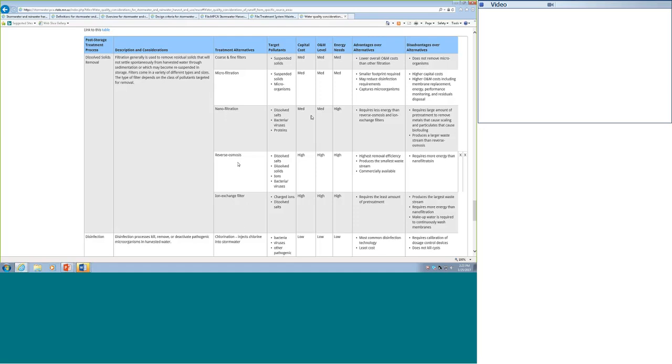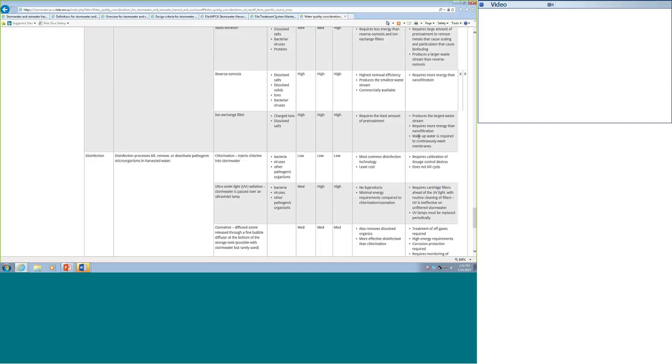So for example, nanofiltration: medium capital cost, medium O&M, high energy needs. But its advantage over some of these other alternatives is that, even though it's high energy, it requires less energy than reverse osmosis and ion exchange filters. The disadvantage is that it requires a lot of pretreatment, so that you don't get scaling and particulates, biofouling in your filter. And it also produces a larger waste stream than reverse osmosis. So for a lot of these treatment systems, you have a waste stream you have to deal with. And this gets into the active maintenance needed for some of these systems.